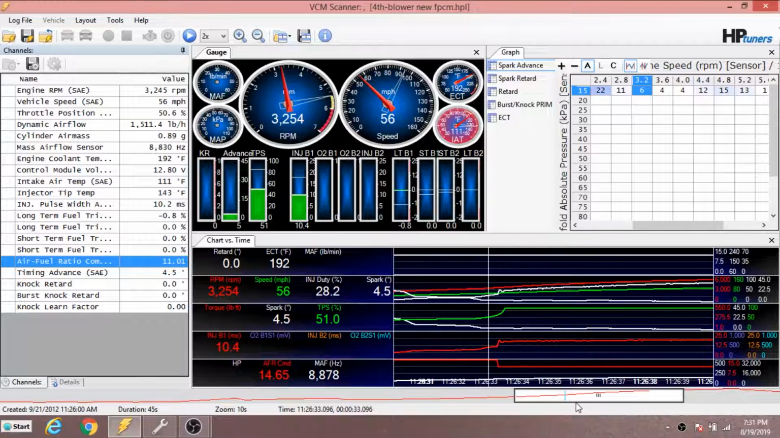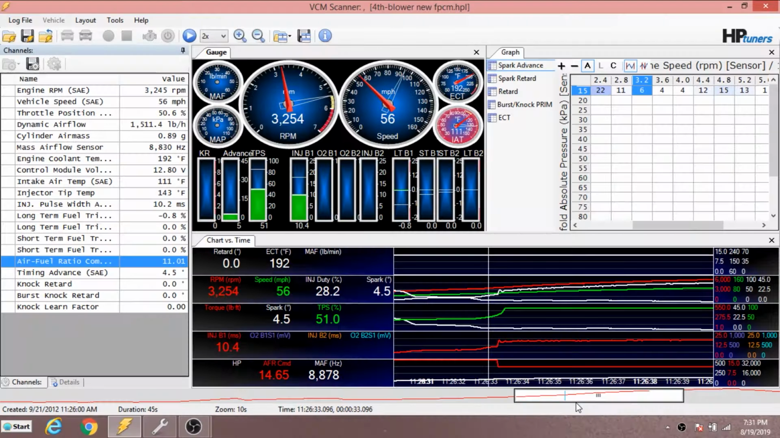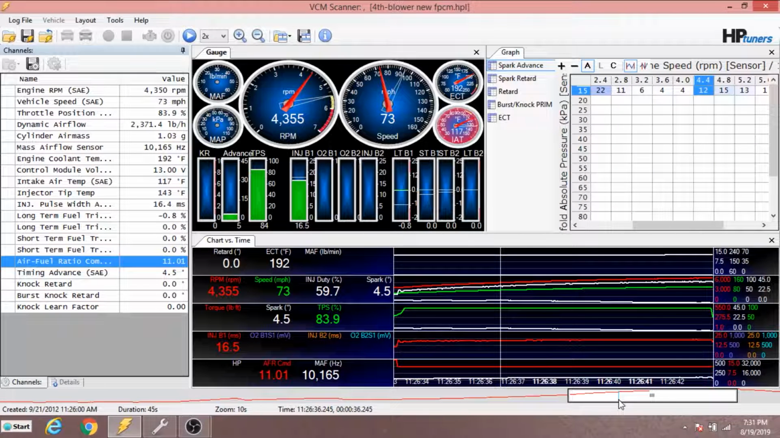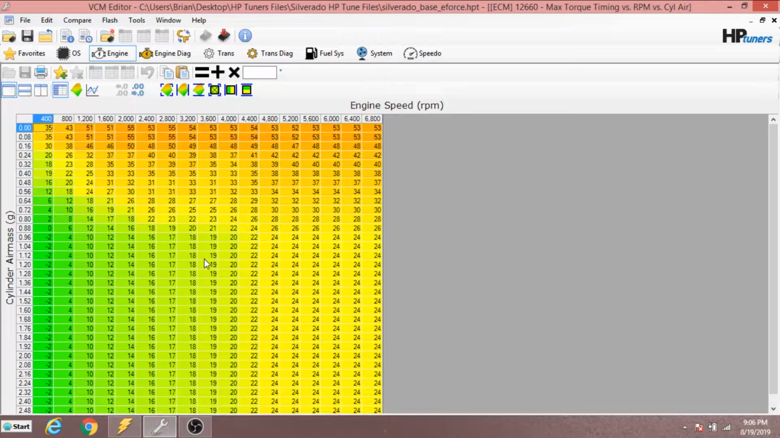So again, I'll keep going back to the AlphaN and the speed density. This is why the speed density is so much better than that AlphaN strategy, because all these sensors come into play in a speed density setup. AlphaN, if you remember, just reads throttle position sensor. So it's very important to get the right AFR so we can start tuning the engine to build the power we want. And if the AFR is not correct, then we'll know that we either need to take away or add more fuel into the engine to get to the power that we want.